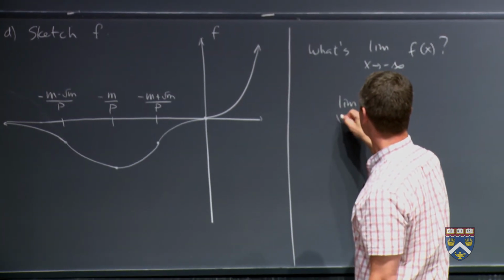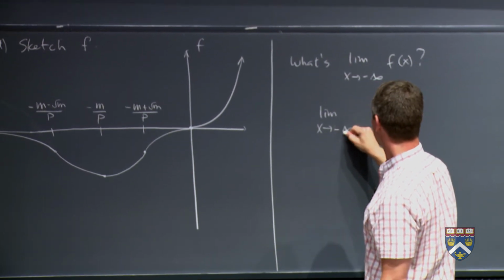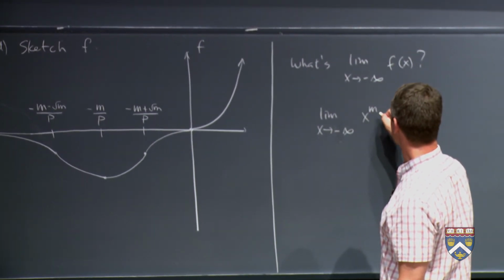And I want to do this because it's going to use one of our nice rules. x is going to negative infinity. And our function is x to the m e to the px.